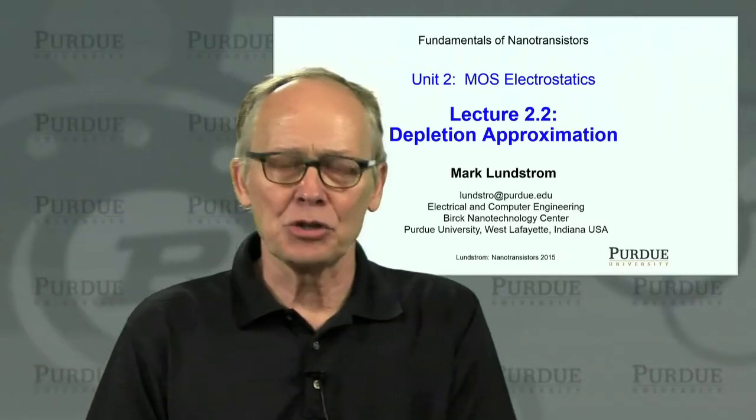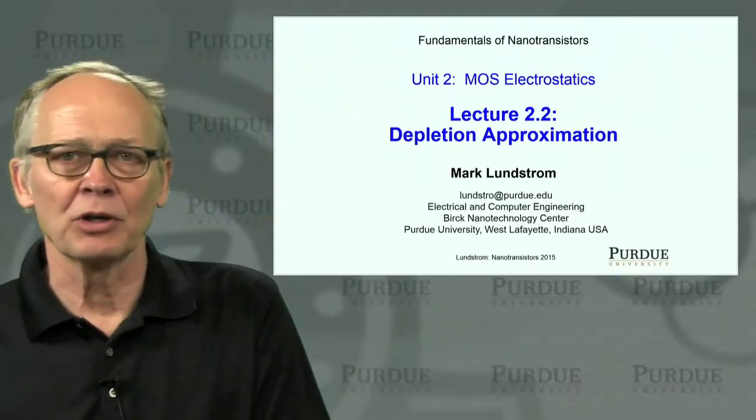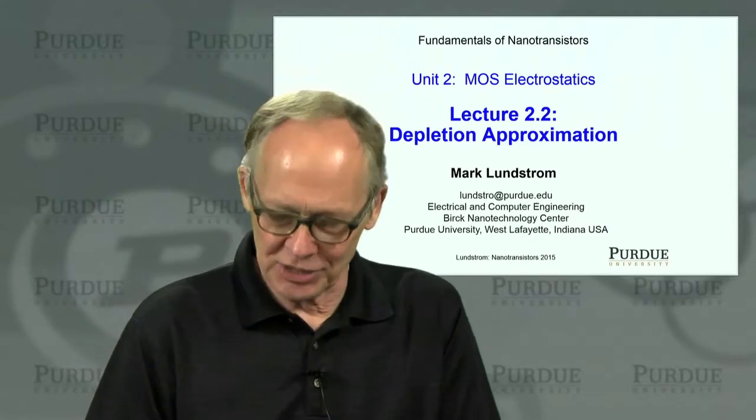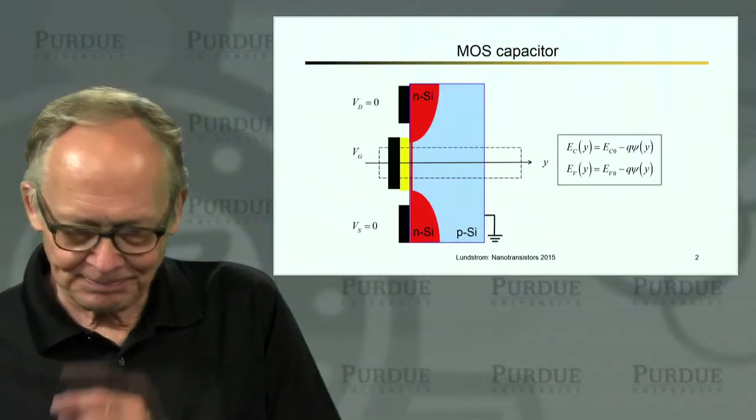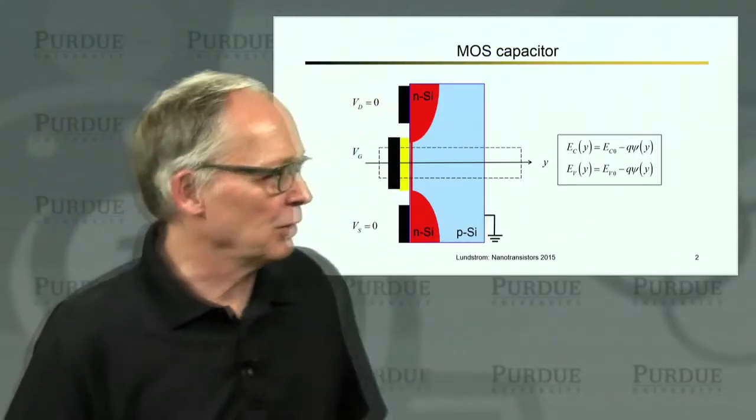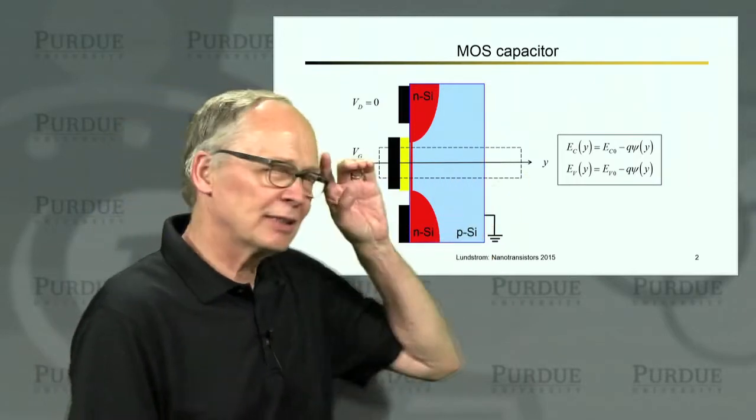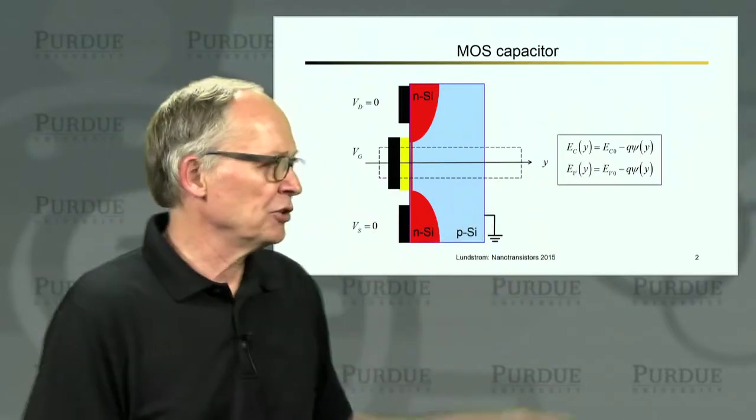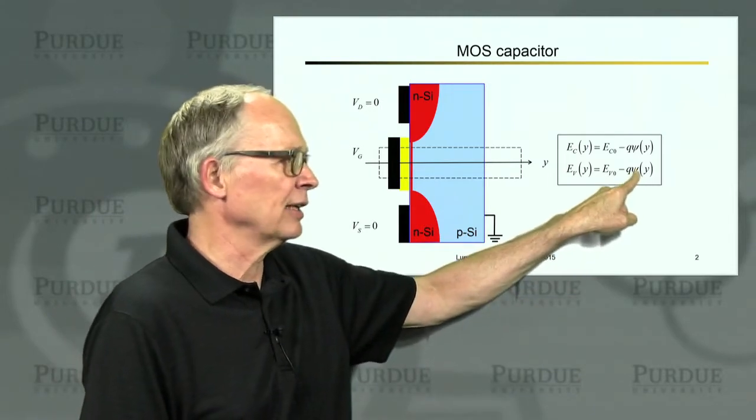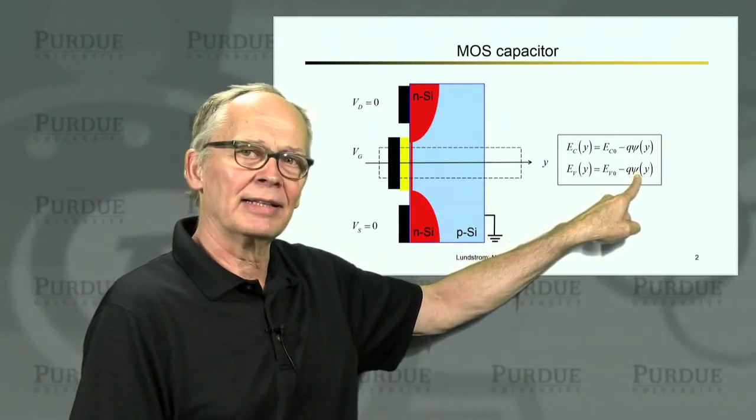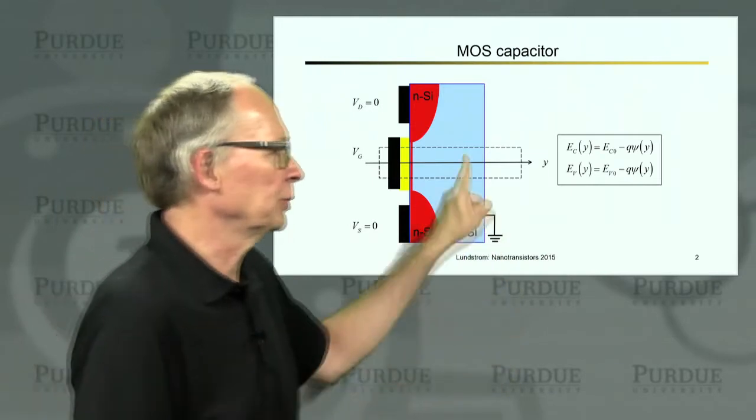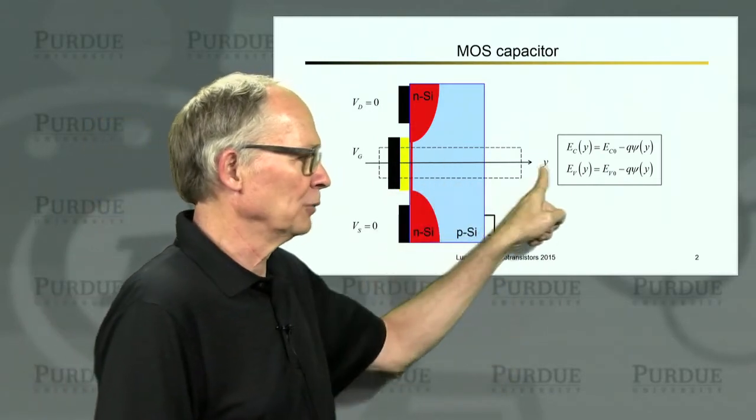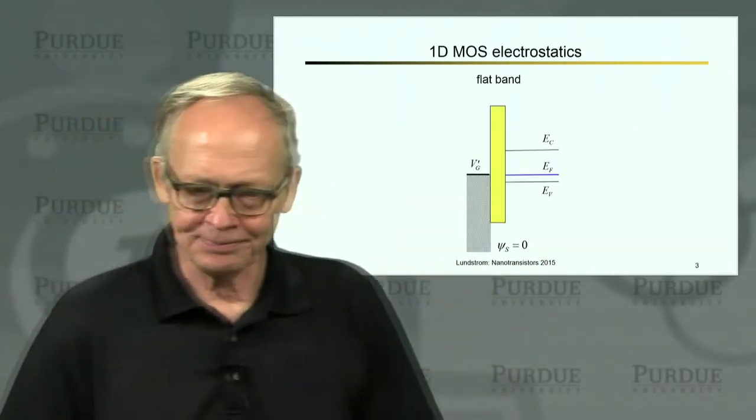Well, this is lecture 2, and in this lecture we're going to solve the Poisson equation in the depletion approximation. Just to remind you, we're talking about this MOS capacitor, just the heart of a MOSFET, and we've been looking at the energy band diagrams, and specifically now we're going to be calculating the electrostatic potential versus position along this line Y in the semiconductor.